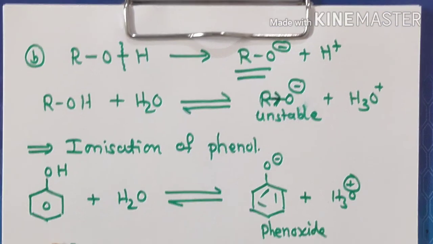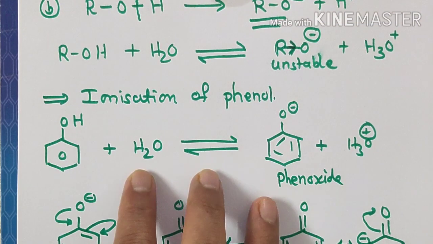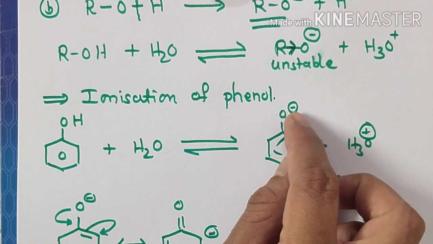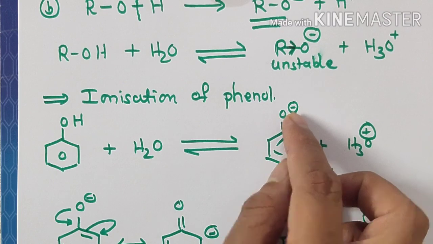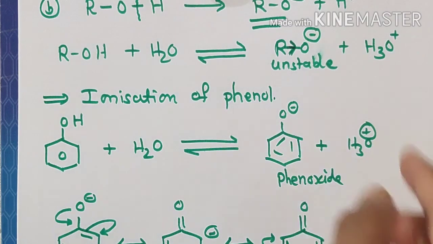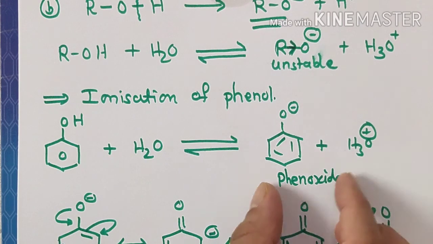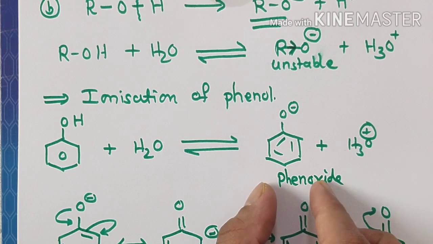But when we take phenol and perform the same reaction, we get phenoxide ion. In this case, the electron density which is on oxygen is actually resonated throughout the ring, and that's why this was found to be more stable.